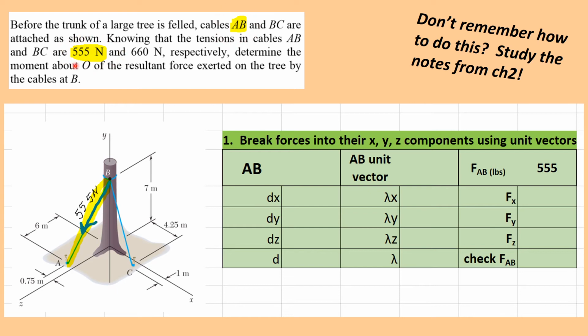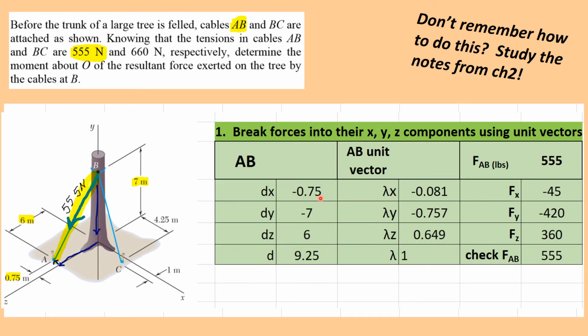We have a force of 555 newtons, so I'm going to fill that in over here. And we're going to go through looking at the distances of our cable. We'll use our cable to find our unit vector, and then our unit vector to split apart our forces. Okay, so here's our cable. We're going back in the x direction just a little bit. There's our negative 0.75. Y, that's coming down the tree trunk, 7 meters. And then Z is coming forward, and that's our 6 meters right here.